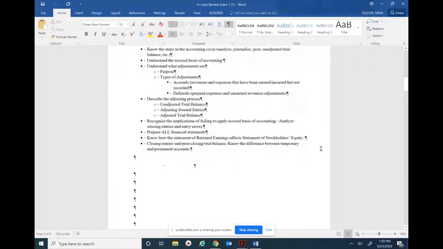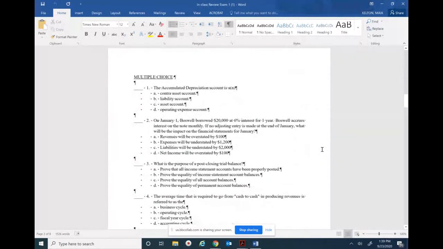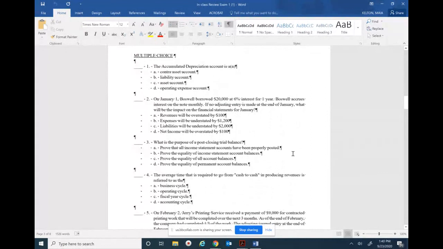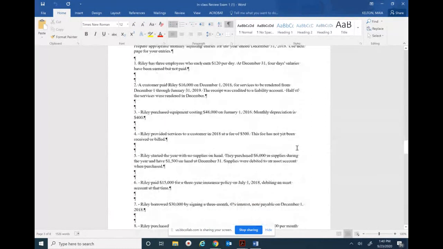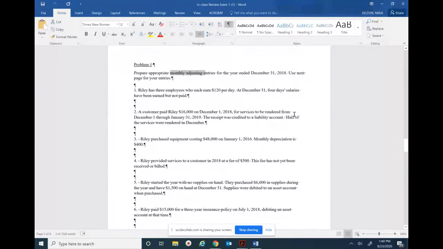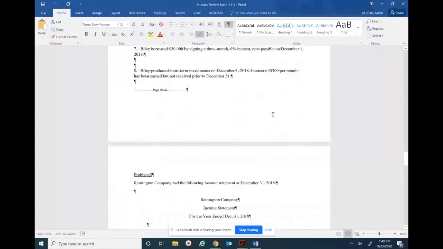The rest of this document are sample problems. So you need to be able to answer a few multiple choice questions on the exam. And I've given you plenty of examples in the individual lesson folders. There is more multiple choice questions for you to practice. So here's that. And then you need to be able to prepare journal entries. I'm going to ask you to prepare monthly or annual journal entries. At least one of your workout problems will focus on adjustments. So these are just practice problems.